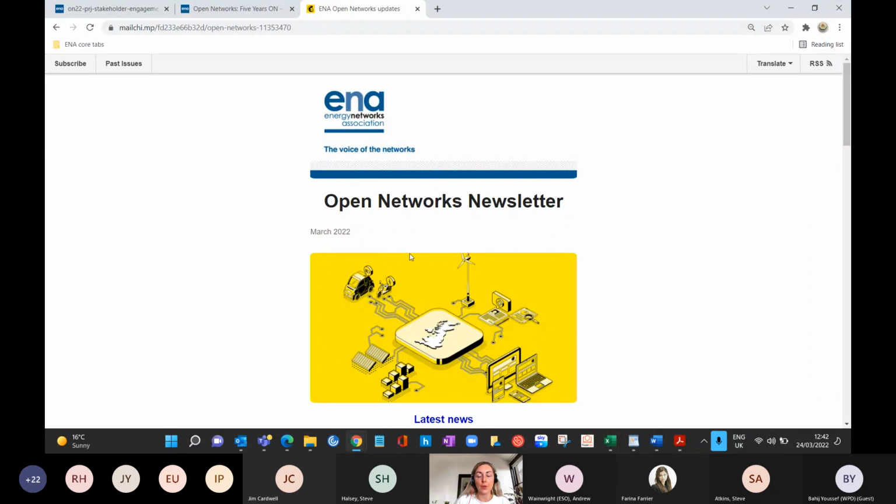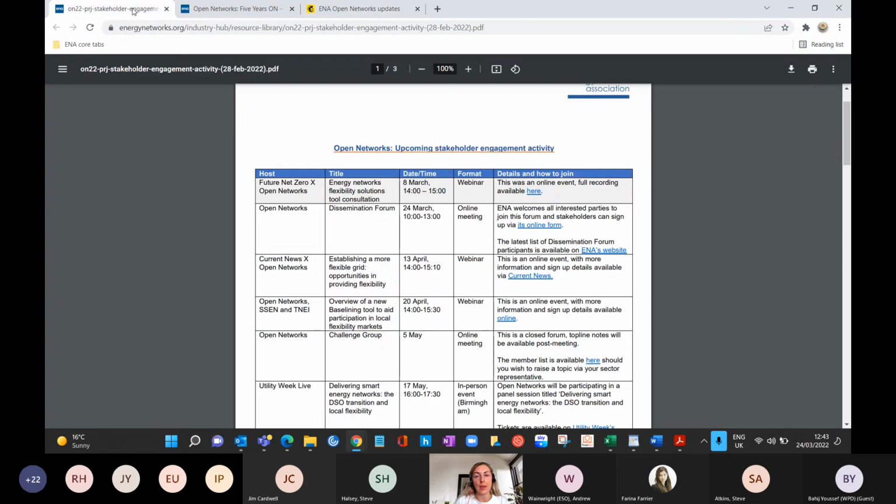So this is just an update to let you know about what's coming up and also the ways that you can be engaging with Open Networks moving forwards. I'm conscious that because this is a quarterly forum, whilst it's really helpful to be joining these sessions, getting updates and feeding back on work, you might also want to engage with us in other, more frequent ways to give your feedback.